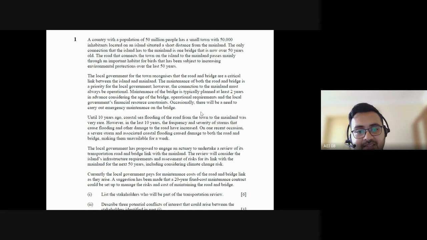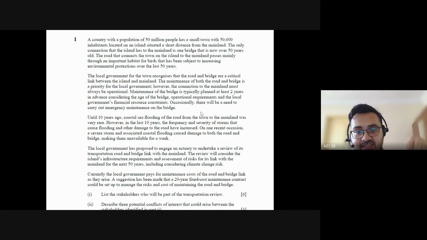All right. Next, they say the local government has proposed to engage an actuary to undertake a review of its, and now comes the main crux, because you have to understand you are potentially going to be the actuary, and understanding the scope of work and the requirement needs to be very clear going forward. So the local government, not the mainland government, has proposed to engage an actuary to undertake a review of its transportation road and bridge link with the mainland. Within that island there must be a road, and then the road gets connected through the bridge to the mainland. They have asked for a review of it, but what review, I still don't know. Let's read more about the scope of the review.